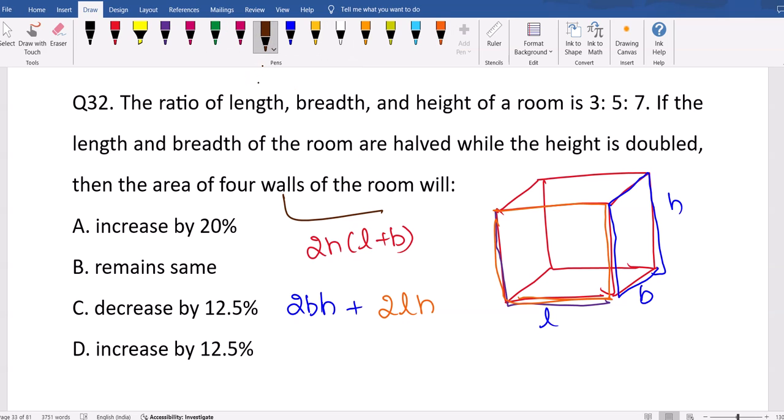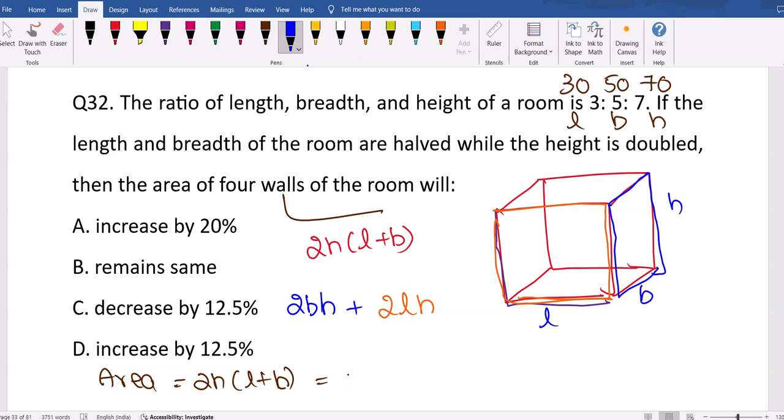Now, initially, let's take L, B, H as 30, 50, 70 for easy understanding. Initially, what is the four walls area? 2H into (L plus B), which is 2 into height, 140, into L plus B, which is 80. So 140 into 80. That is the area. Now, the area is changed.